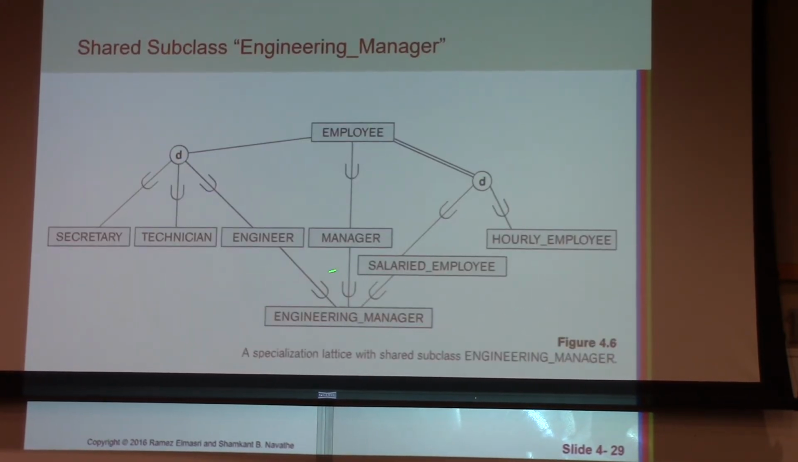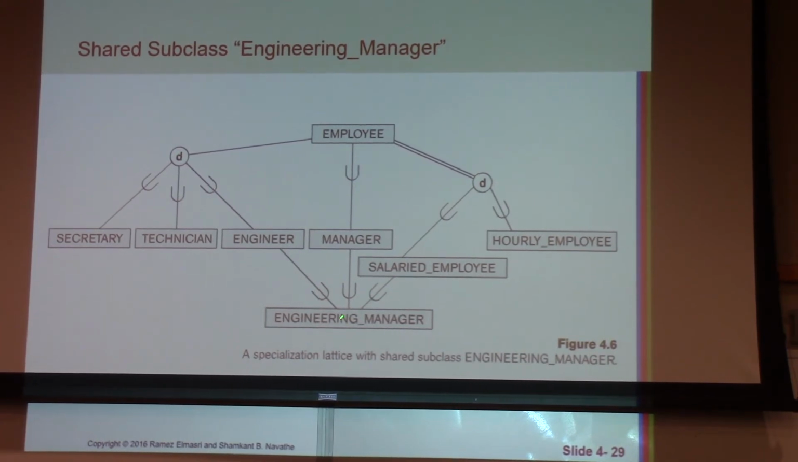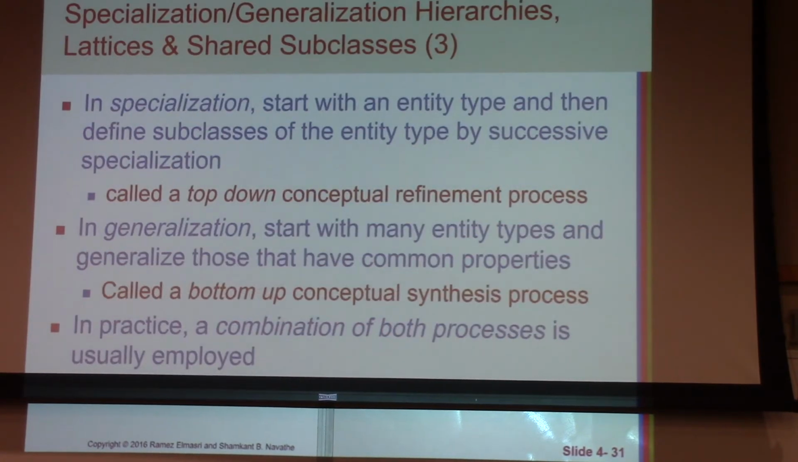For example, this is one. Engineering manager, how many inheritances? 1, 2, 3. How many super and subclass relationships? 1, 2, 3, 4, 5, 6. Total 6 super and subclass relationships. In total, only one entity, employee, but inside, for example, engineering manager inherits; there are 3 inheritances in this. So at that time, it's called the lattice structure, but it's not an important concept.